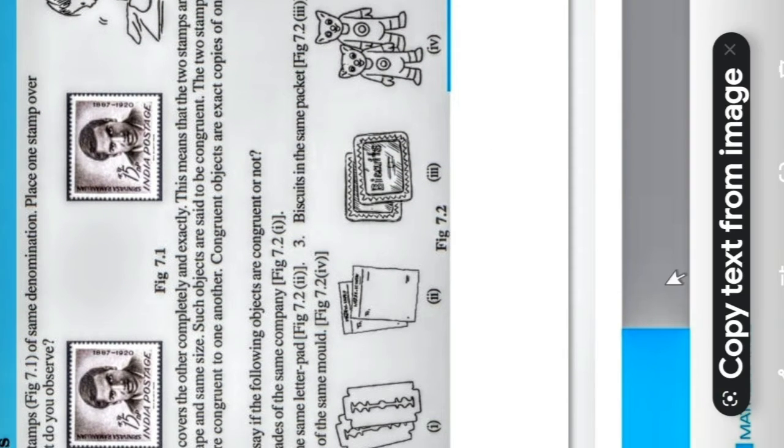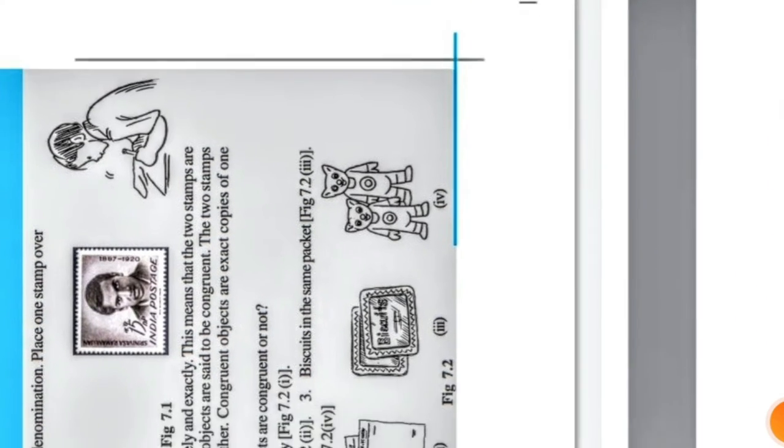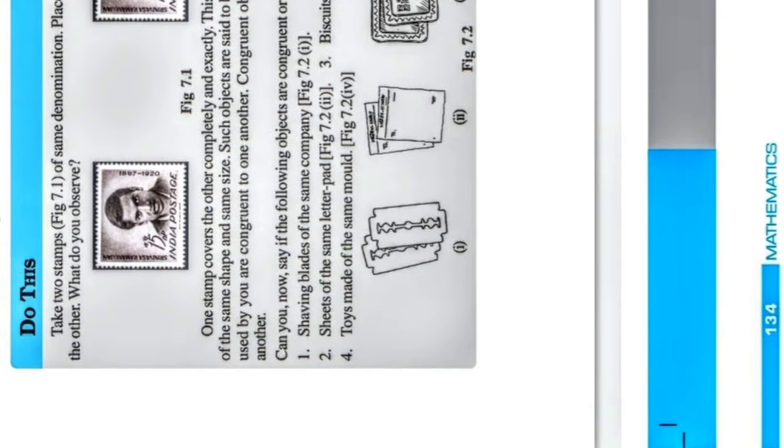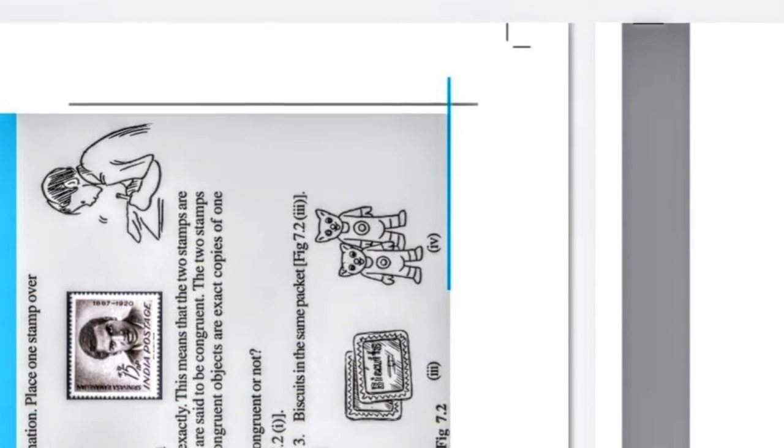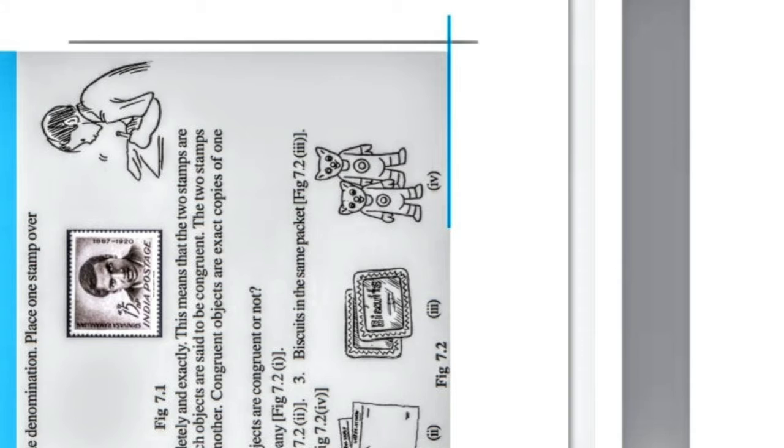Further, the relation of two objects being congruent is called congruence. For the present, we will deal with plane figures only. Although congruence is a general idea applicable to three-dimensional shapes also, here we will study only plane figures. We will try to learn a precise meaning of the congruence of plane figures.